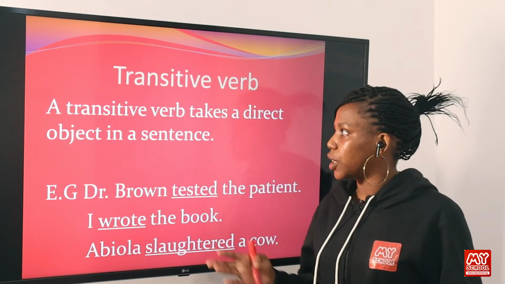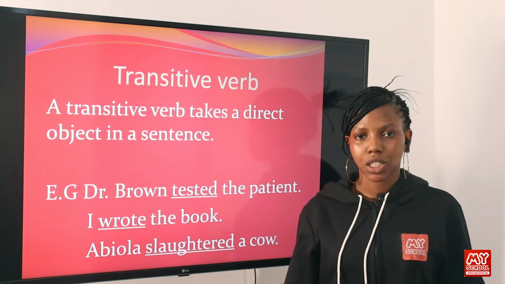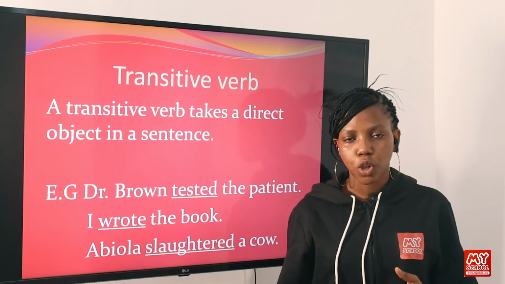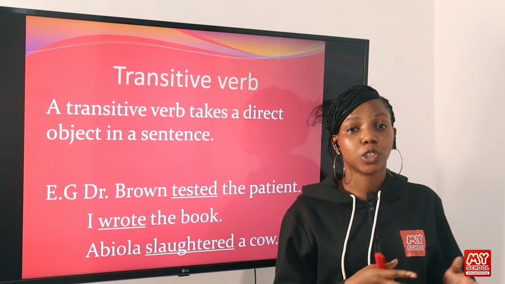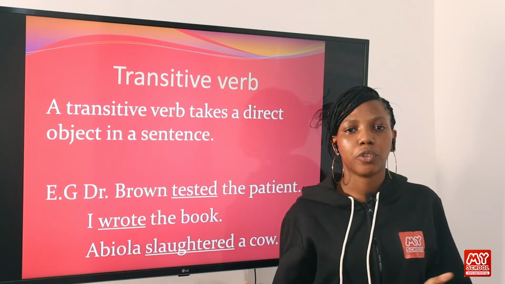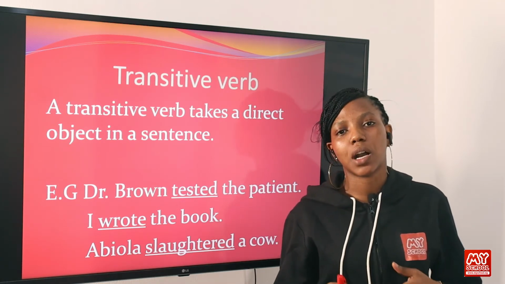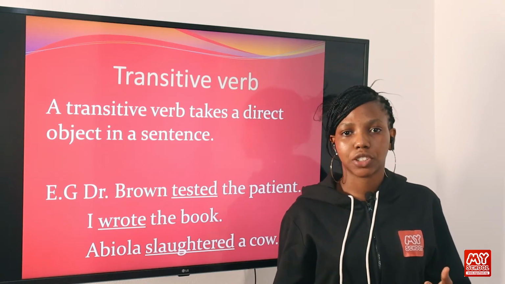Now a transitive verb takes a direct object in a sentence. Now first and foremost, what is an object? So I would like to explain what an object is and what a subject is, because you need to understand these two concepts before attempting this. Now a subject is the doer of an action, one who does an action.